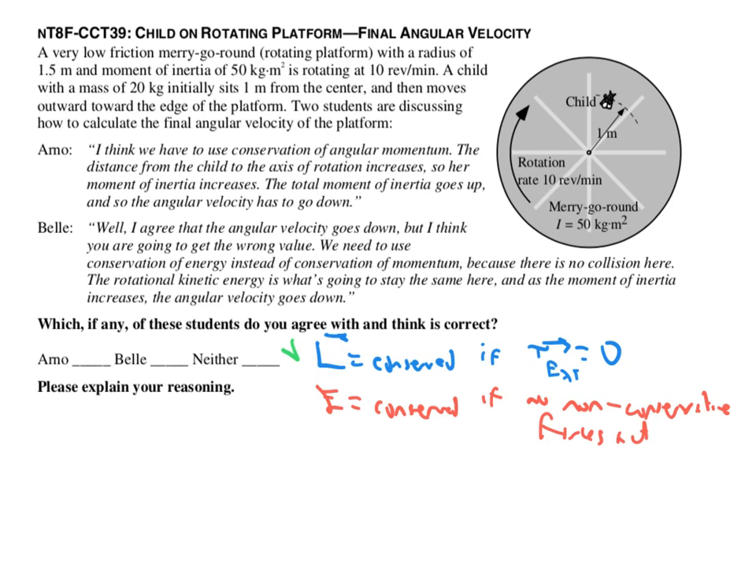Additionally, there's a pivot or an axle or something that this thing is spinning around, which is why it doesn't go skidding around the ground out from under her feet. And so that is also a force that we're not sure is conservative. So we can't use energy conservation. So our final conclusion is that it is Arno who was correct.